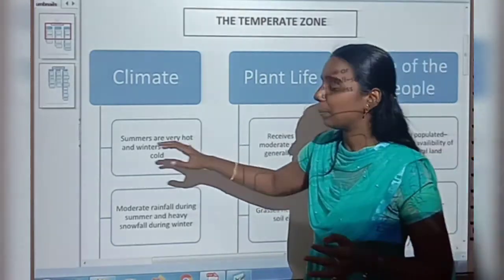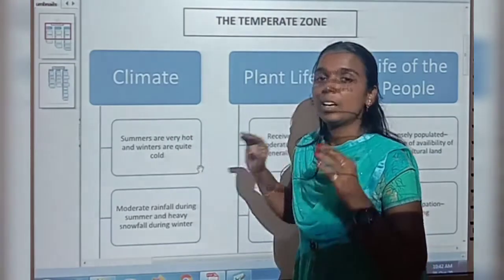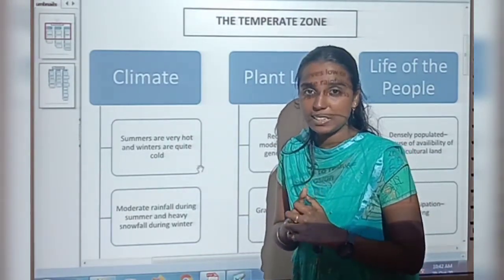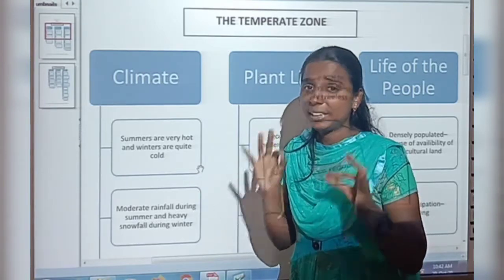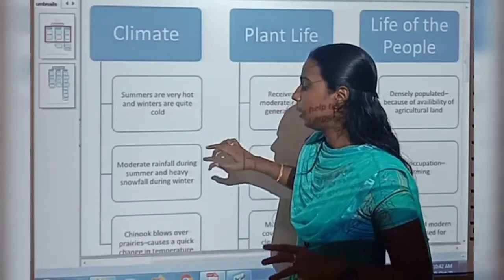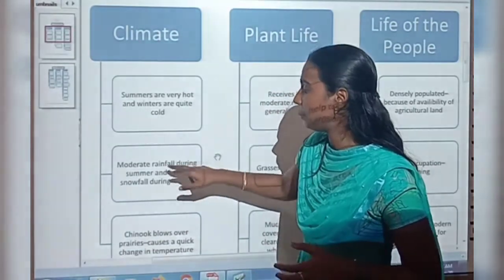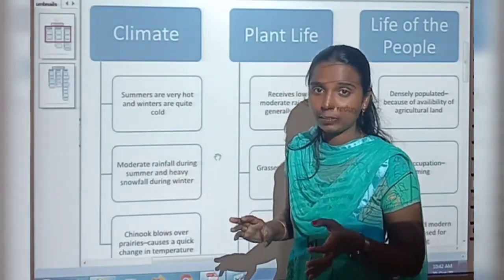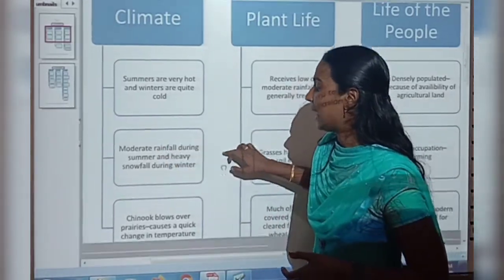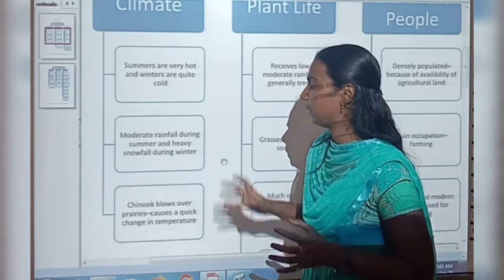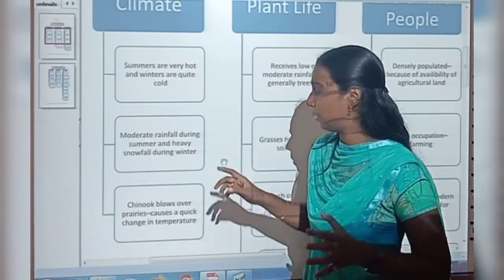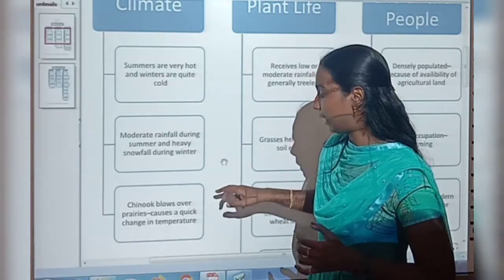Yes, see, the summers here are very hot, whereas the winters are cold. Okay? So, how will be the climate in the temperate zone? The summers will be very hot, but the winters are quite cold. Okay? So, how is the rainfall? It receives only moderate rainfall, okay? Not heavy rainfall, only moderate rainfall. Moderate rainfall during summer and there will be heavy snowfall during winter, okay?